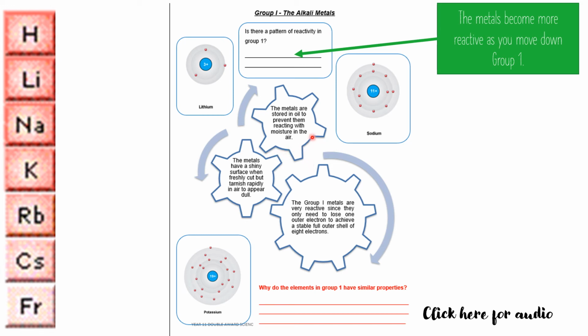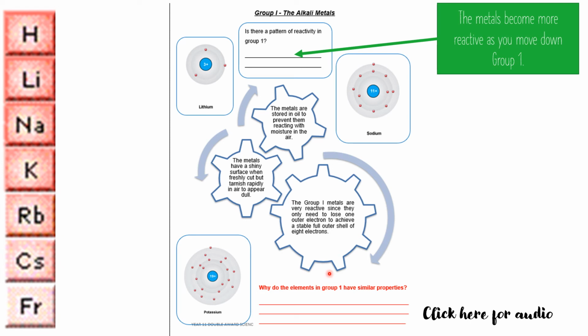It would be dramatic, it would be fun, but I would have no job to go to because I'd blow up my classroom. The next thing then is the metals have a shiny surface when freshly cut, but tarnish rapidly in air to appear dull. So they have a shiny surface when you first cut into them, but what will happen is they will start to react with the air around them, and it makes them appear dull, a bit like old cutlery. New cutlery is very, very shiny, or even like a new trophy is very shiny, but once it gets older, it starts to tarnish.